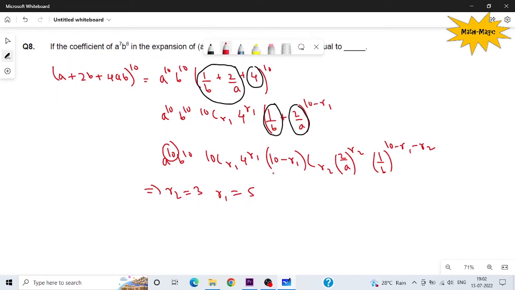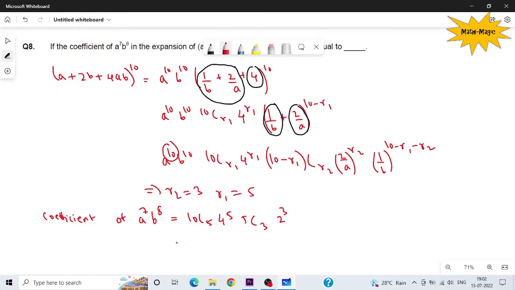Now if we combine a and b here, it becomes a raised to 7 into b raised to 8. So now let's see what the coefficient of that is. The coefficient of a raised to 7 into b raised to 8 is equal to 10C5 into 4 raised to 5 into 5C3 into 2 raised to 3, and then 1 squared.